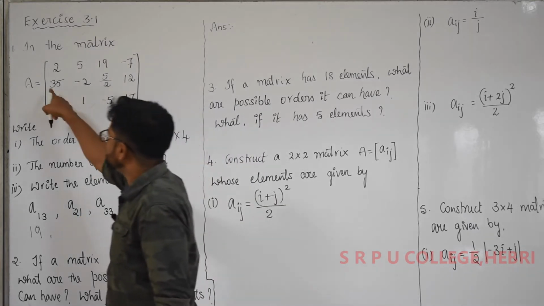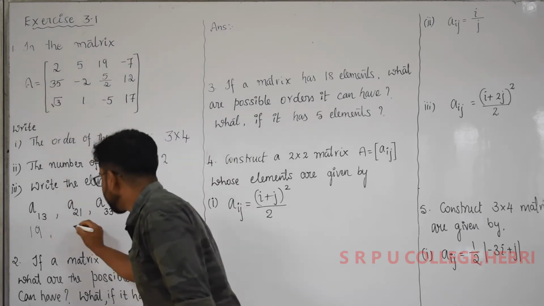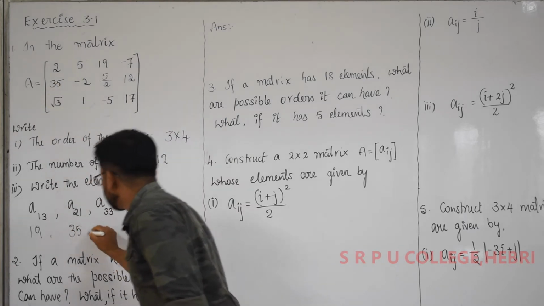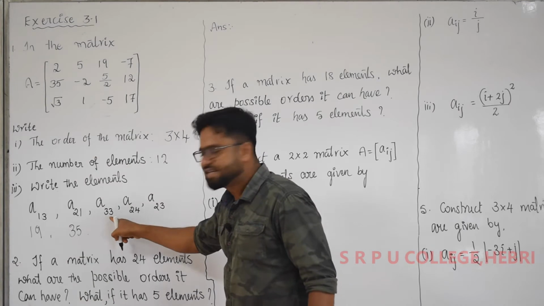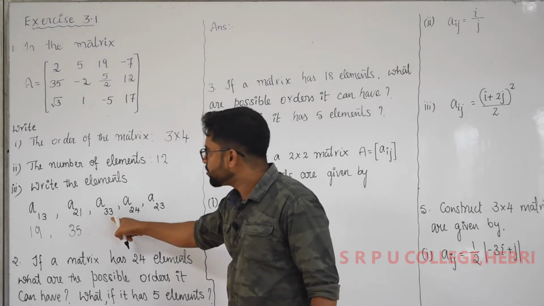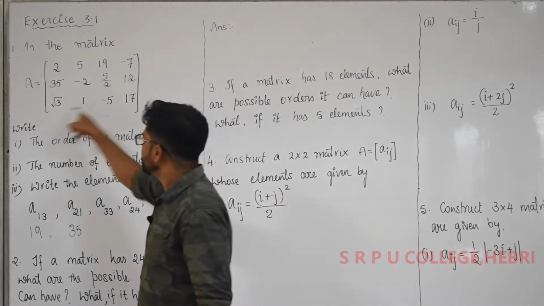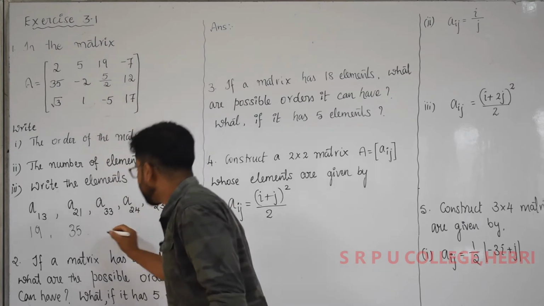Now A21, 2 represents second row and 1 represents first column. Second row, first column. Element is 35. Now you can see here A33, third row, third column. Element is minus 5.